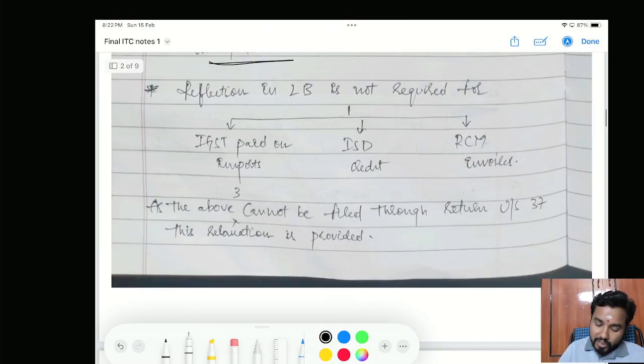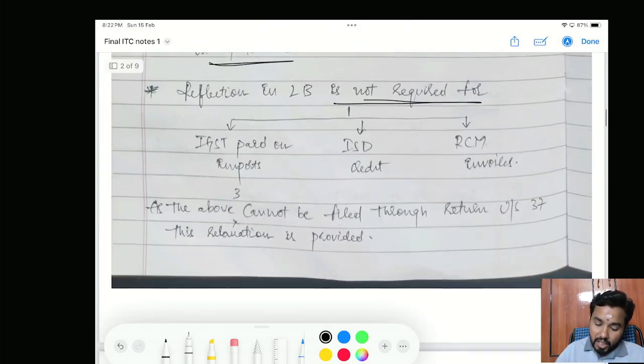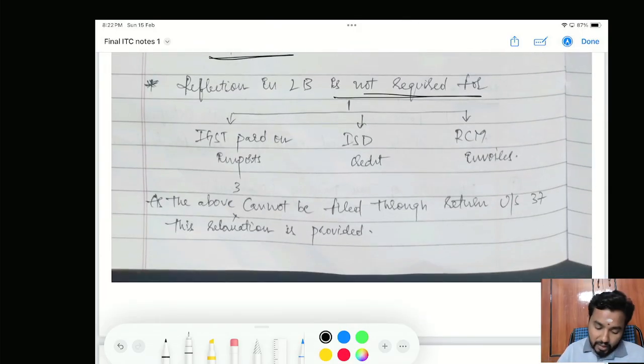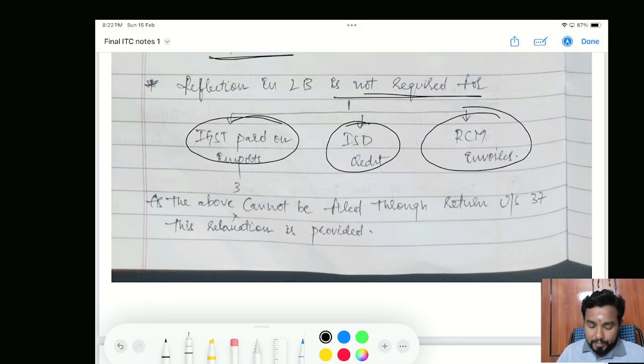Okay. Now reflection in 2B is not required for what invoices? See, in what scenarios is it not required? IGST paid on imports, ISD credit, RCM invoices. See, IGST paid on imports. Whatever the IGST you have paid, you are not paying to any supplier. You are directly paying to the government. So thereby you cannot expect that to be reflected in GSTR 2B.